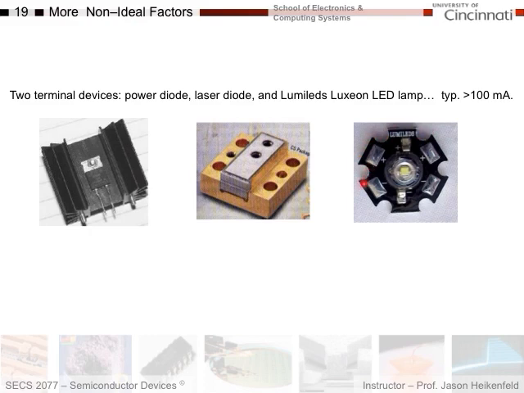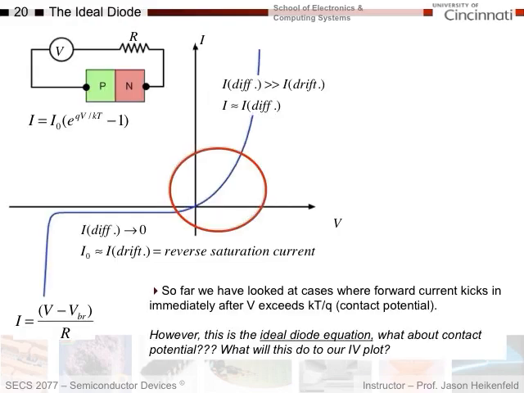And so for a lot of these high-power applications, you can start to see some non-ideal effects, and we'll talk about a couple of other of those as well. So let's start with the first non-ideal effect. For the ideal diode, we assume that as soon as you went above 0 volts, you got an exponential increase in current.